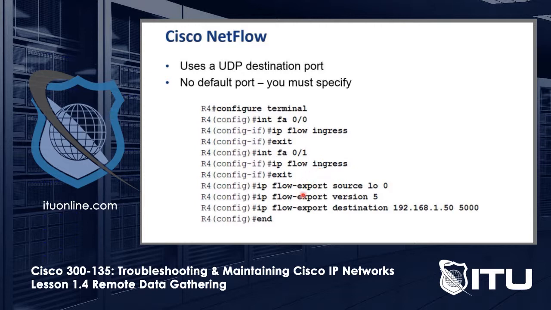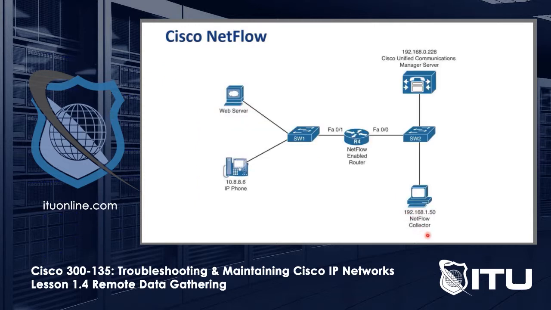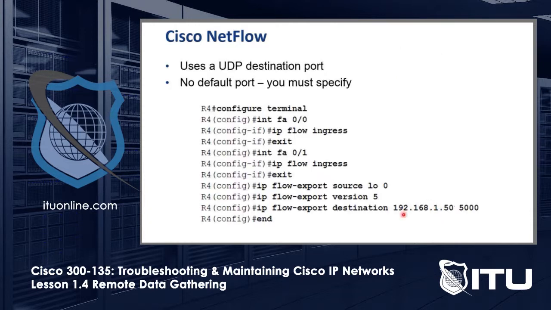And then I am exporting out from my particular loopback, and I have a particular version of NetFlow here, to a destination, which is wherever. And we're using port 5000. So in this case here, I'm saying that I'm exporting from loopback 0 using NetFlow version 5 to this particular destination, 192.168.1.50, which is where I'm collecting all of that NetFlow information, and it's sending it to me on UDP 5000.